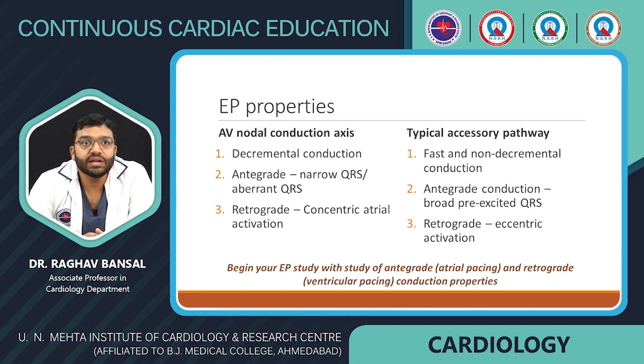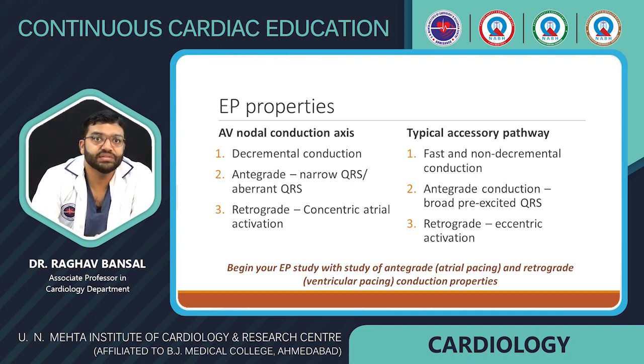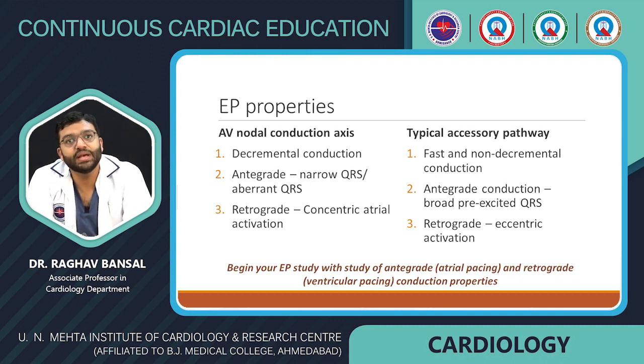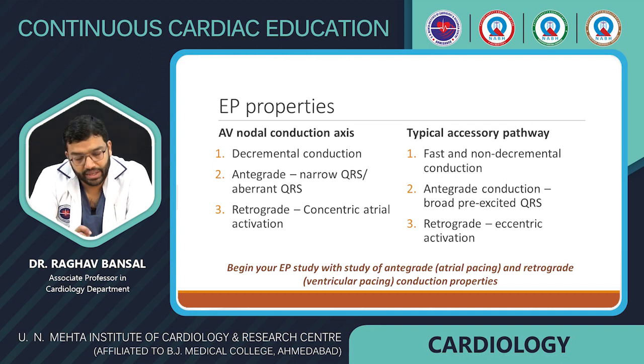The second thing is that when we are pacing the atrium and the impulse is going through the AV nodal conduction axis, it will always give a narrow QRS or sometimes maybe an aberrant QRS due to high rate. That aberrant QRS will have a typical right bundle branch block pattern or a left bundle branch block pattern, and the HV interval remains constant and positive.